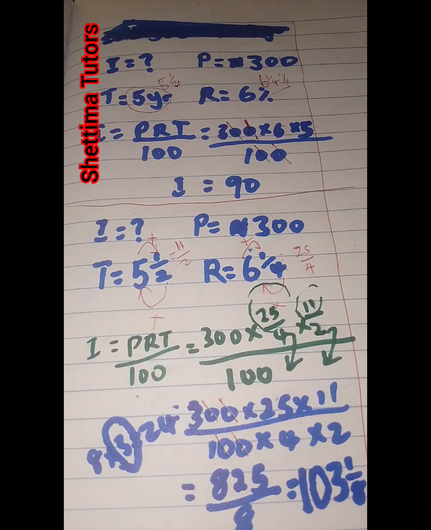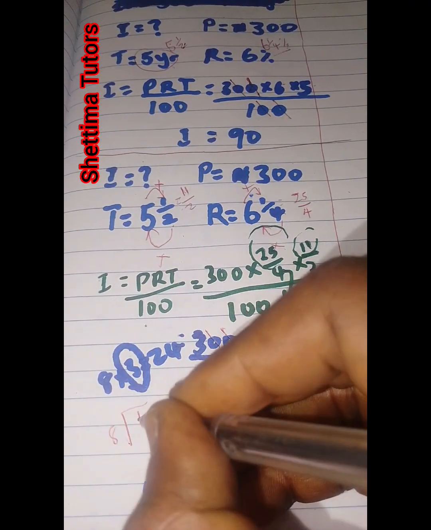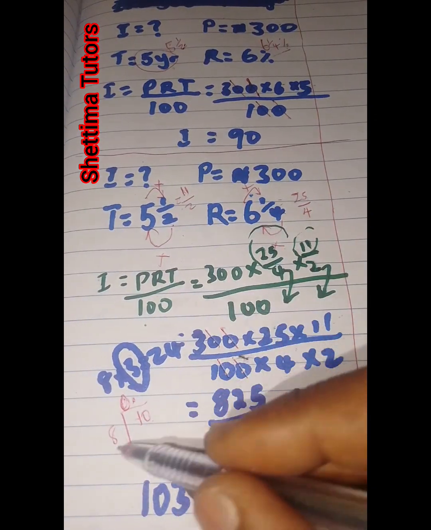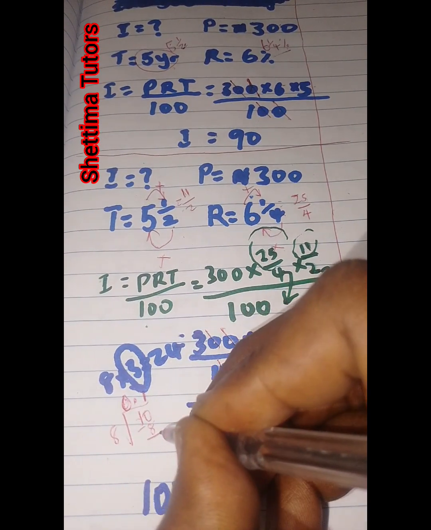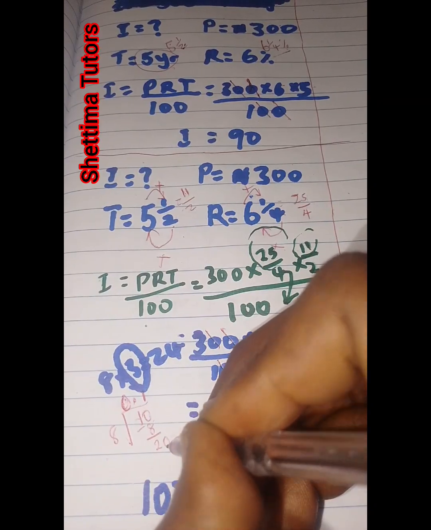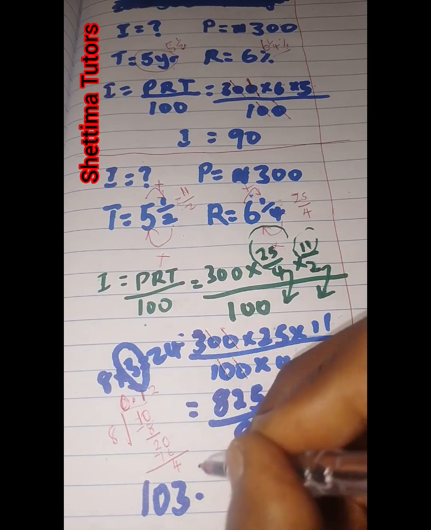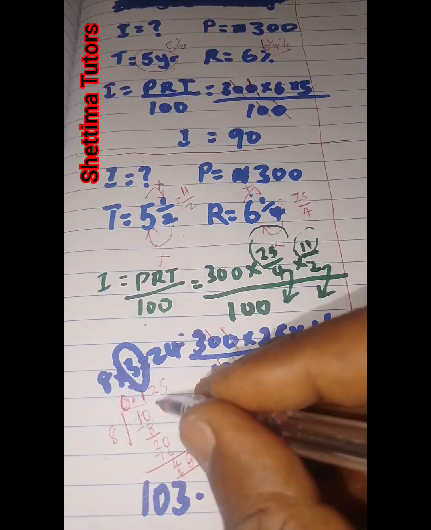Because as you know, naira is in decimal. So if I want to change this to decimal, I'll just write my 103. 1 over 8 to decimal. 1 divided by 8 is 0 point. You put your 10 here. 10 divided by 8 is 1. 1 times 8 is 8. 10 take away 8 is 2. Add 0. 20 divided by 8 is 2. 2 times 8 is 16. 20 take away 16 is 4. Add 0. 40 divided by 8 is 5. 5 times 8, 40. So that brings us to 0.125. 103.125.